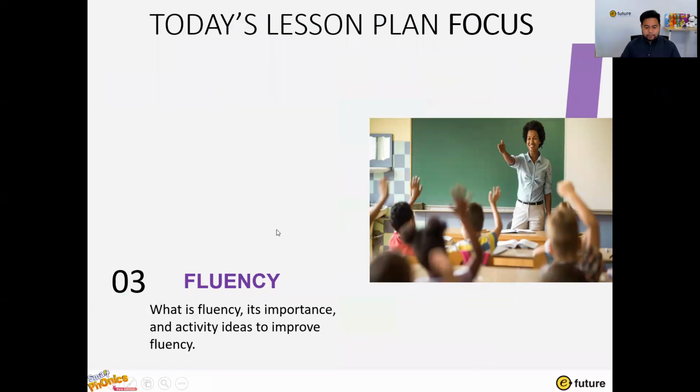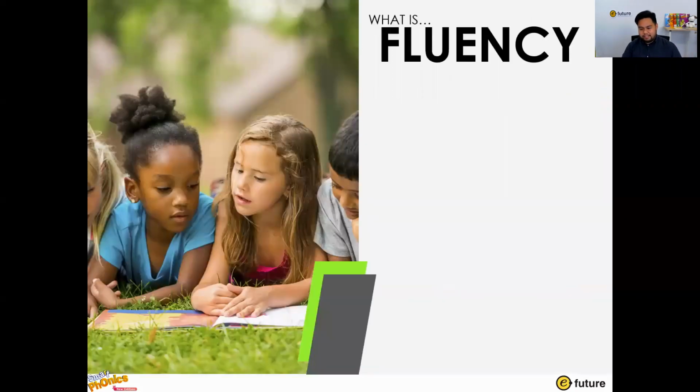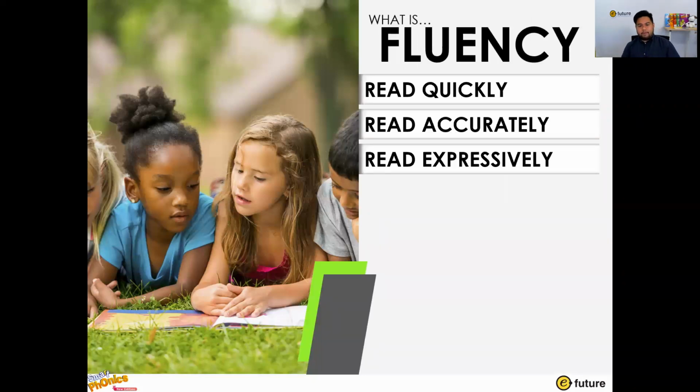All right, so fluency. So what is fluency? What's its importance, and then some activity ideas to improve. Okay? So, what is fluency? Fluency is reading quickly, accurately, and expressively. Okay? Speaking fast. So fluency, not necessarily speaking fast, that's a part of it, but yeah. So there's many different attributes that go into fluency.